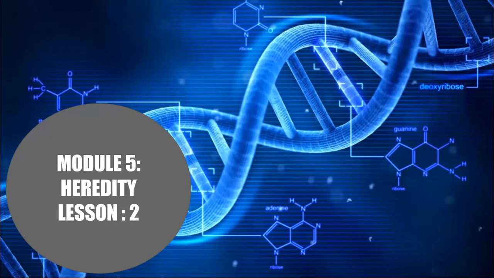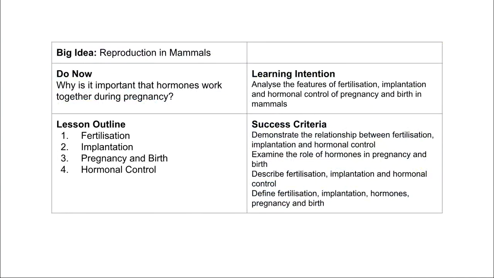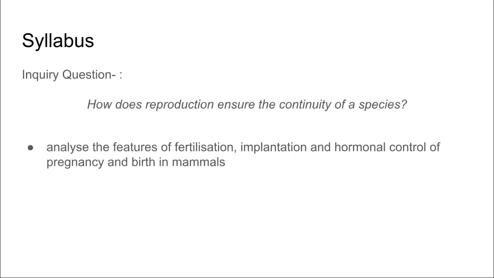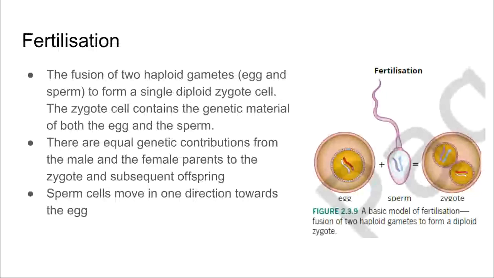Welcome to Lesson 2 of Module 5, Heredity. In this video, we're going to be looking at reproduction in mammals, and we're looking specifically at how the features of fertilization, implantation, and hormonal control work together in pregnancy and birth in mammals.